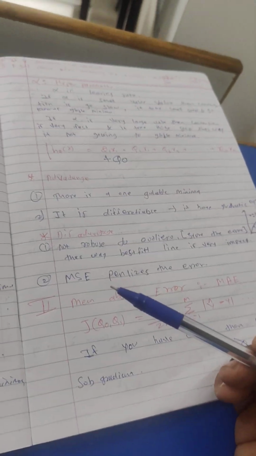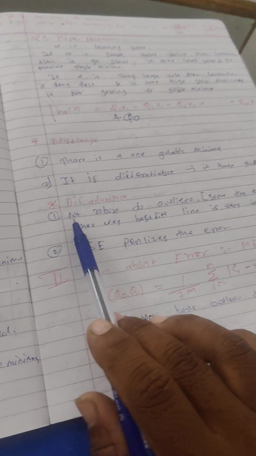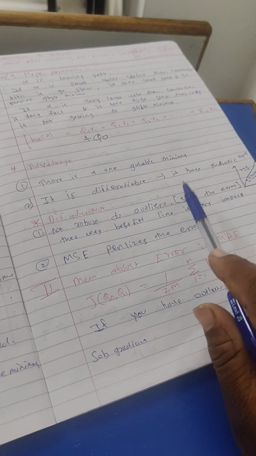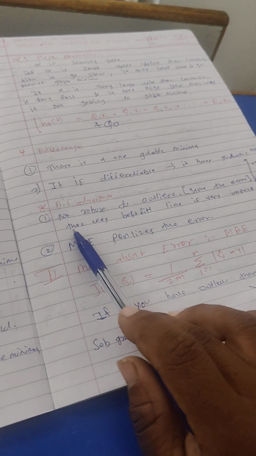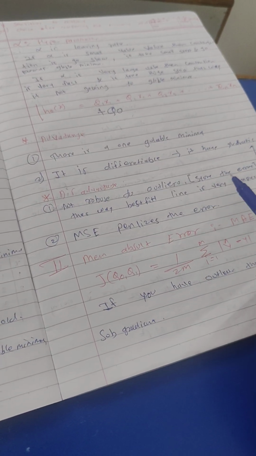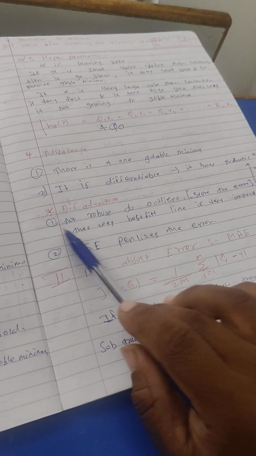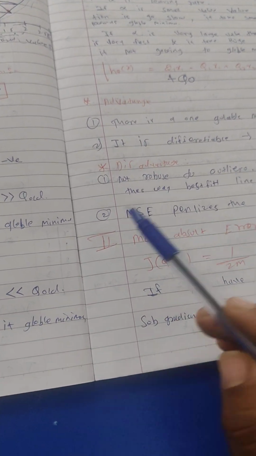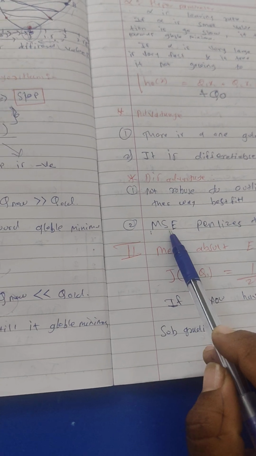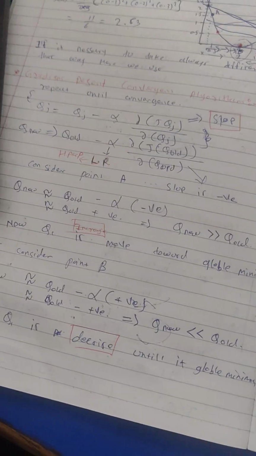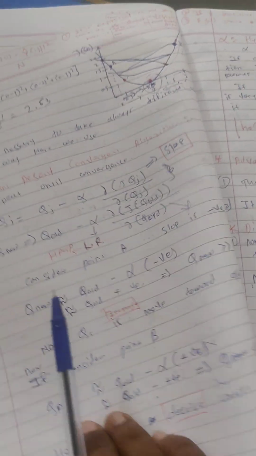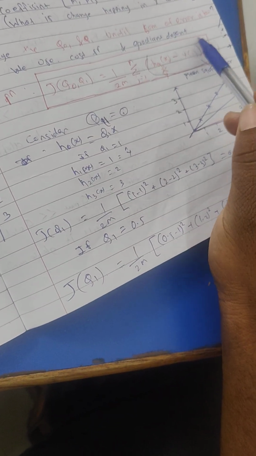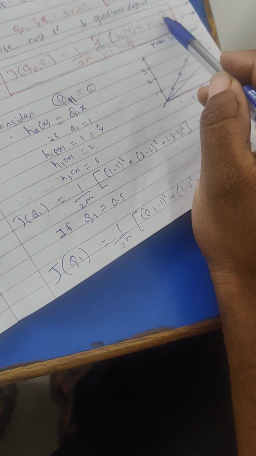And what is the disadvantage? It is not robust to outliers, because it penalizes the error. The best fit line is heavily impacted, because it is not robust to outliers. And like I said earlier, RMSE means root mean square error. This is the formula of root mean square error. Just this formula.